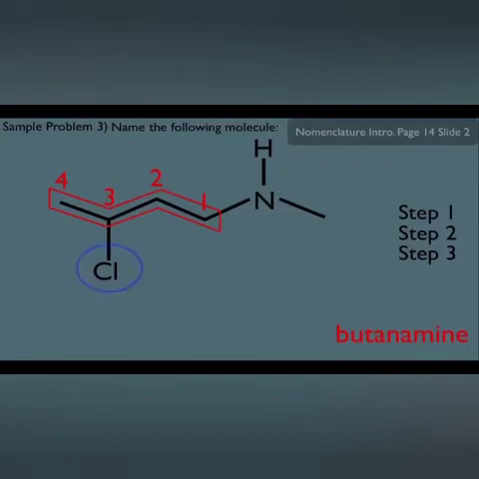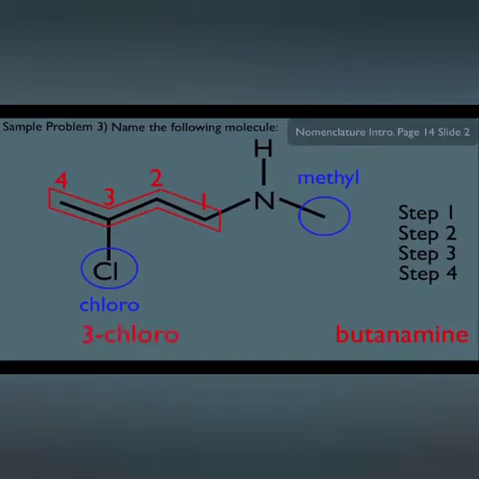Notice we have the chlorine right here, but we also have this methyl right here. So that makes us ready for step 4 now. Let's put this all together. Notice chloro comes before methyl in the alphabet, so we should put the chloro first. It's on carbon 3, so we have 3-chloro-N-methyl-1-butanamine. Take a few seconds again and connect the name of this molecule to its actual structure.